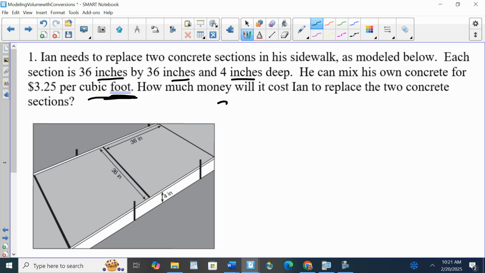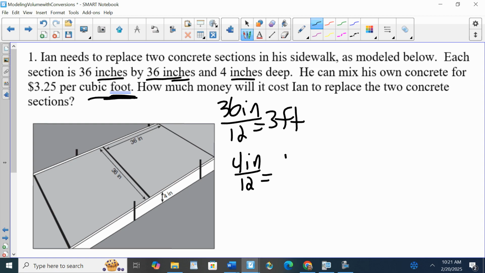So I have to make 36 inches into feet by dividing by 12. That's 3 feet. 36, I already did that. 4 inches into feet by dividing by 12. Use a calculator if you need to. That's 1/3 of a foot. So this is 1/3. This is 3. This is 3. Rectangular prism is length times width times height.